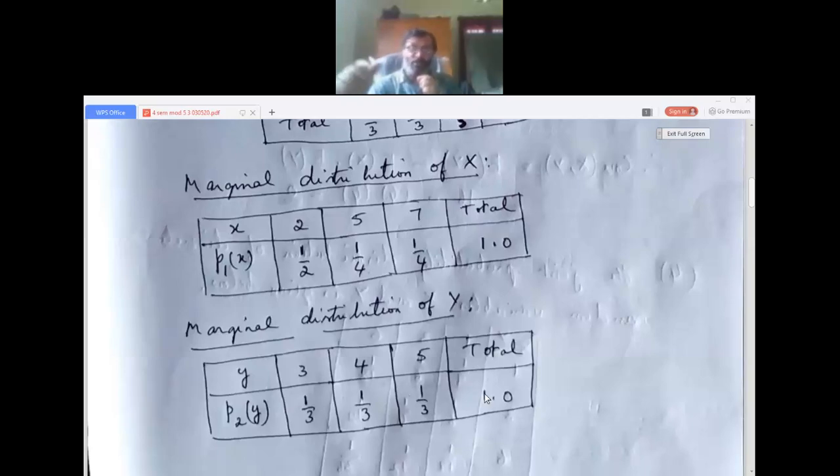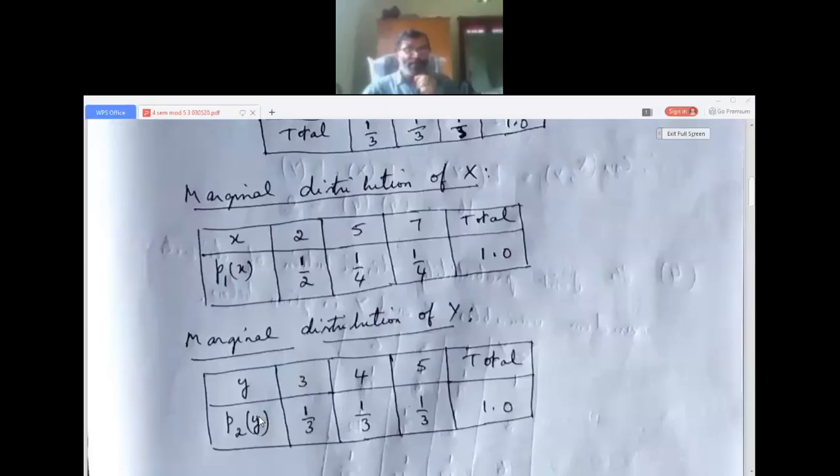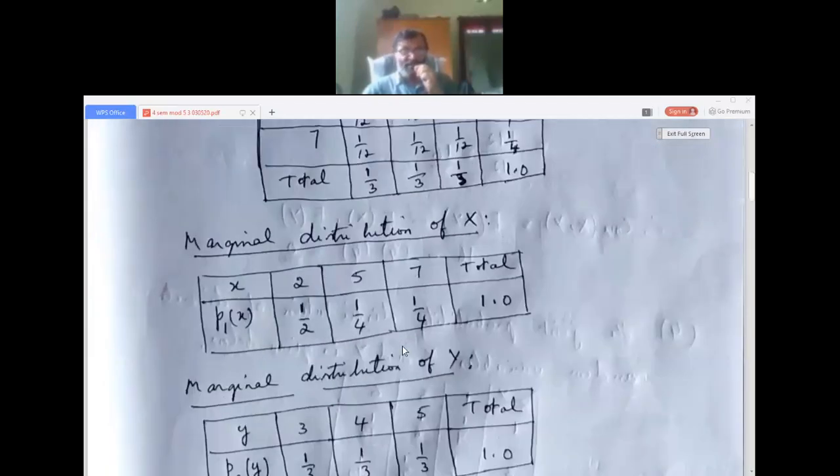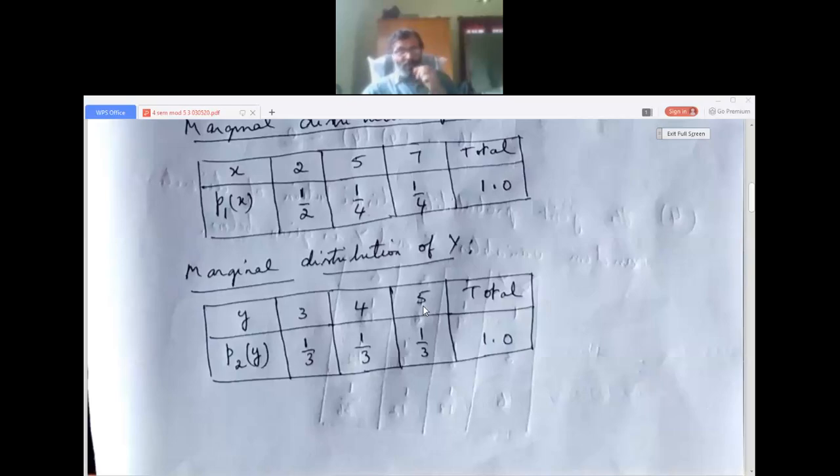Marginal distribution of y. Marginal distribution of y means we have to form two rows, y and P2 of y. So marginal distribution of x was two rows, x and P1 of x, and marginal distribution of y will be two rows, y and P2 of y. The y values you take as 3, 4 and 5, then the total.